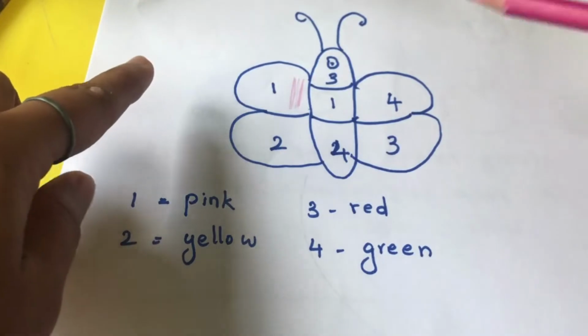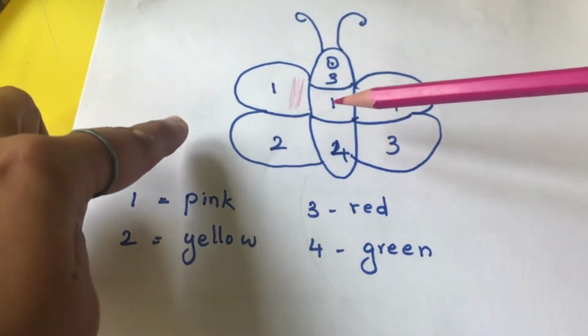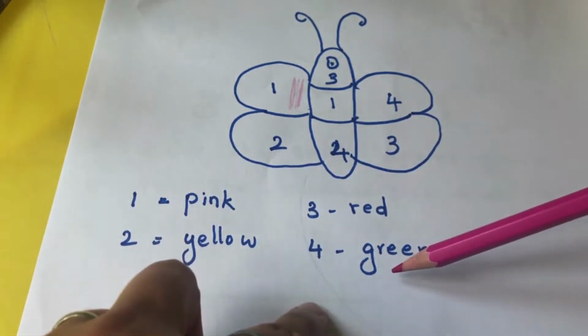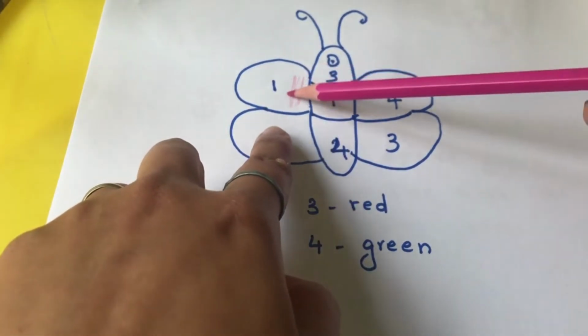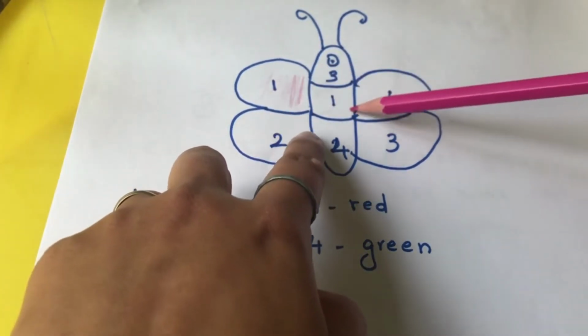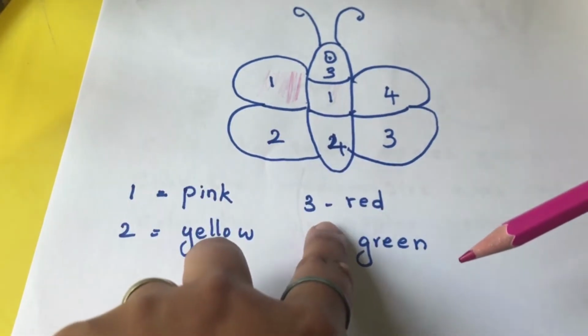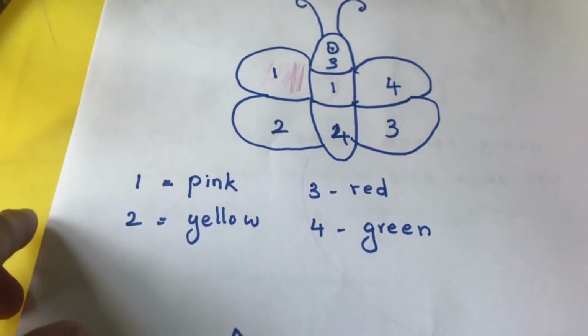This is a very simple activity. What I did here is I drew a butterfly and I wrote numbers from 1 to 4. Each number represents a color. So wherever he finds number 1, he has to color it pink. If it is 2, it should be yellow, 3 should be red, and 4 should be green. It's also a nice coloring activity to try with your kids.